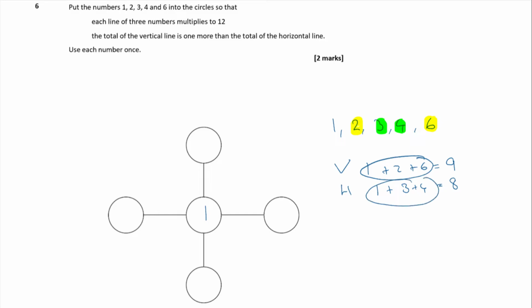Okay, so 1 goes in the middle, already got that, and then the 2 and the 6 are going to go in the vertical line, and the 3 and 4 are going to be in the horizontal line. So 2 times 1 times 6 multiplies to 12, 3 times 1 times 4 multiplies to 12, 2, 1 and 6 adds up to 9, 3, 1 and 4 adds up to 8, which is 1 less. Okay, so I think it meets all the criteria. I'm done. With some of these ones you just have to get stuck in and play around and see if you can make it work. We did. Let's move on.